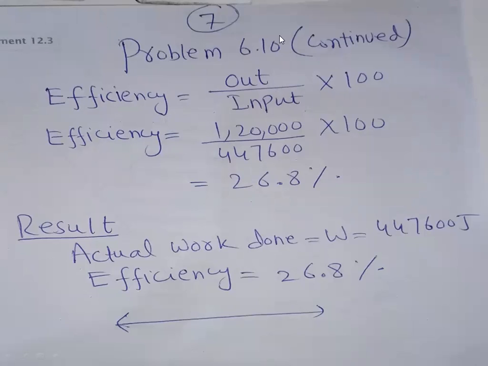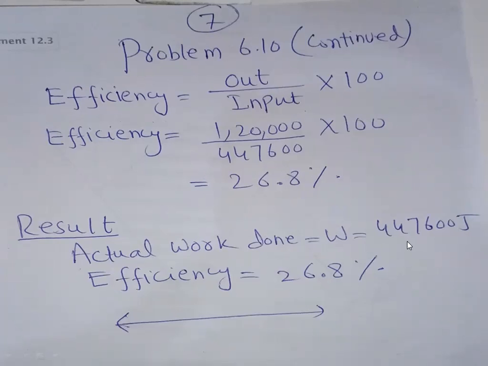So efficiency is 1,20,000. Our output is always less than the input, right? So 1,20,000 output divided by input 44,7600, multiplied by 100, because you are going to find out the percentage. Students, I forgot to write percentage over here. You need to write percentage where I am pointing my cursor. So output divided by input multiplied by 100, you will get 26.8%. So our percentage efficiency is 26.8%.